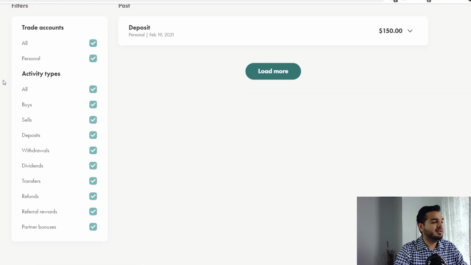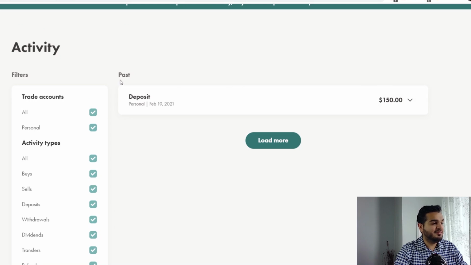Here you'll see all kinds of activities: buys, sells, deposits, withdrawals, dividends, refunds, transfers, etc. And you can see the only transaction I have done so far is a deposit, which was done on February 19th. Today being February 24th, my funds have finally settled, and now I'm ready to get started with trading.